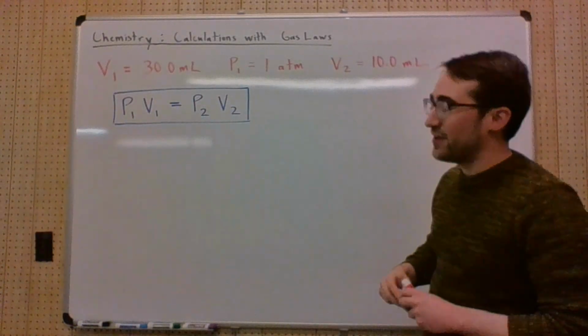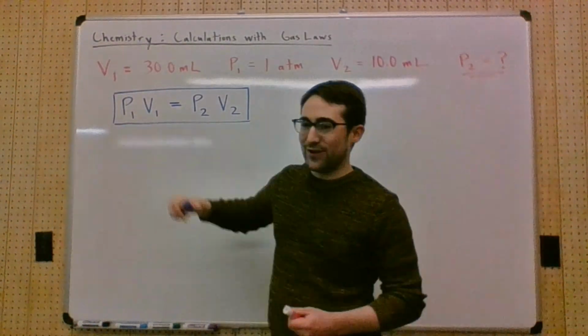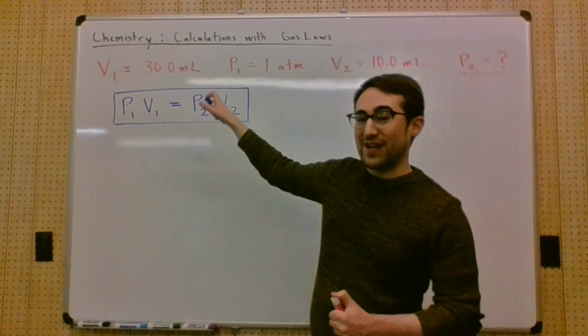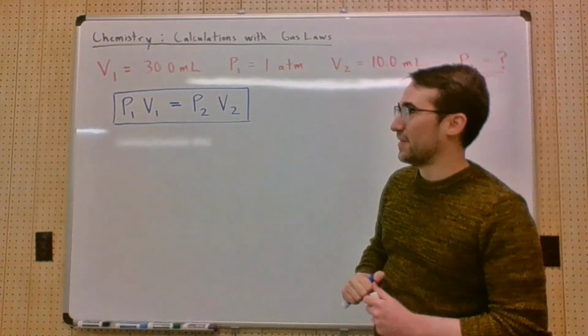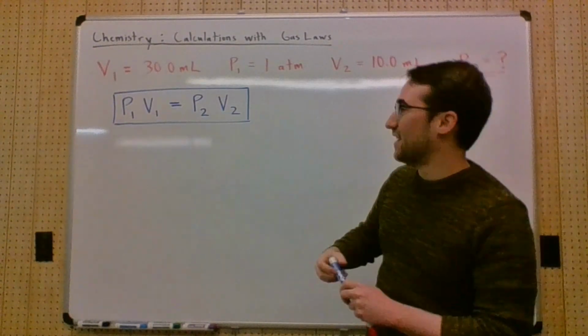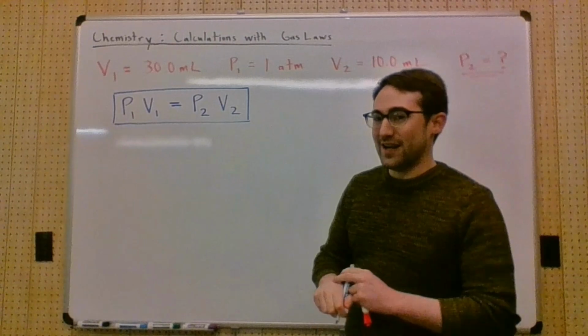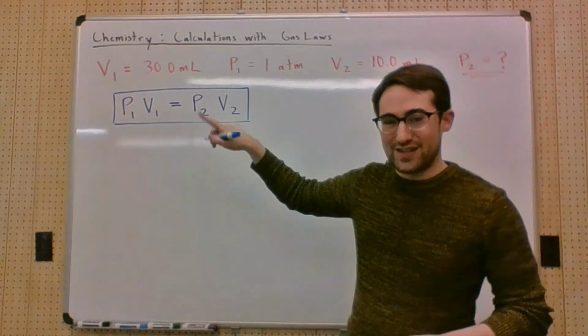P1V1 equals P2V2. So my original pressure times my original volume is going to be equal to my new pressure times the new volume. Okay? Whenever you see two variables next to each other like this, that's multiplying. So I'm going to sneak them in this time just so you don't forget. But most of the time you don't see the multiplication signs actually written out.